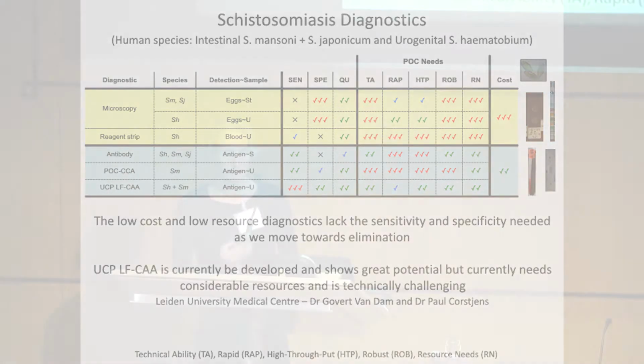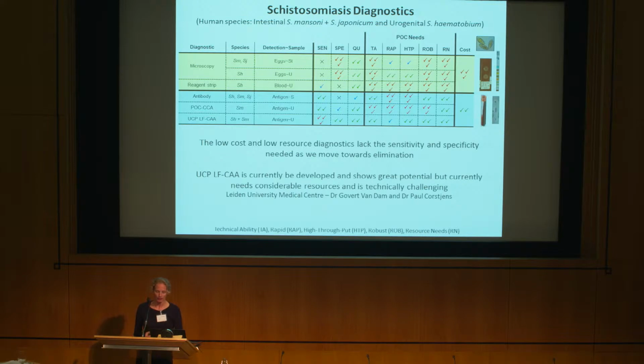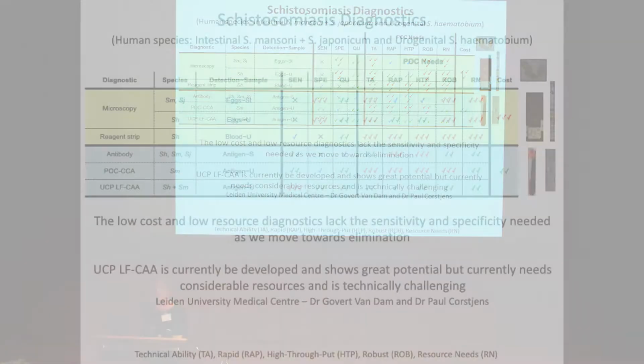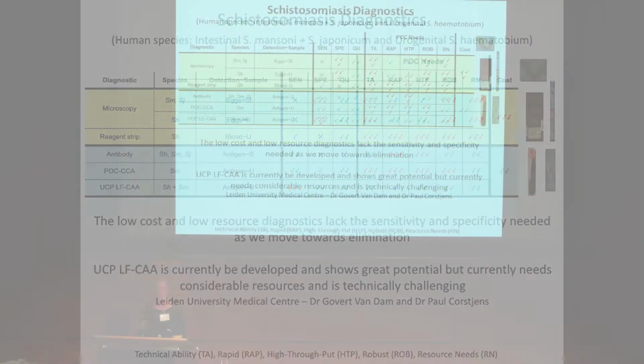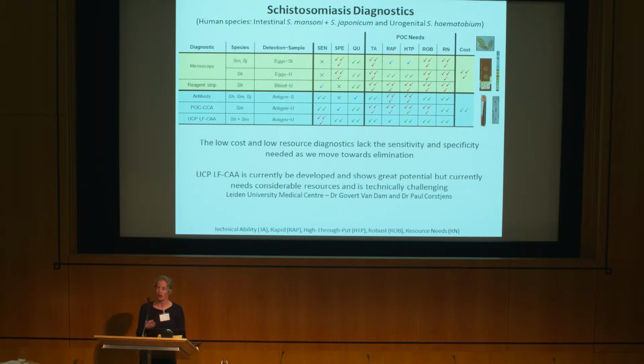And this is really showing great potential as an antigen test that can be used in field settings, but it still needs a lot of development in terms of the resources it needs, and it's also still very technically challenging. But when we start to use these antigen tests and compare them to the microscopy tests, we see that our prevalence of infection is much higher than we originally thought. And this starts to really worry us, that some of these elimination settings that we're dealing with actually have a much higher prevalence than what we think we're aiming for.